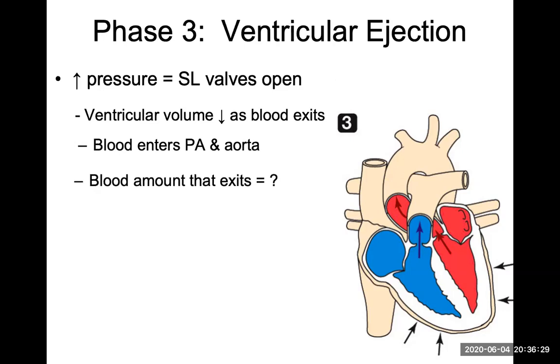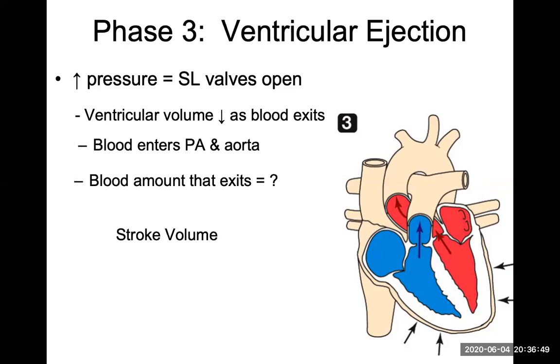The blood amount that exits is stroke volume. So you might be wondering, well, doesn't all the blood leave the ventricle? And that is not the case. There's always a little blood left over in the ventricles at all times. So the stroke volume is the amount of blood that actually leaves the heart.